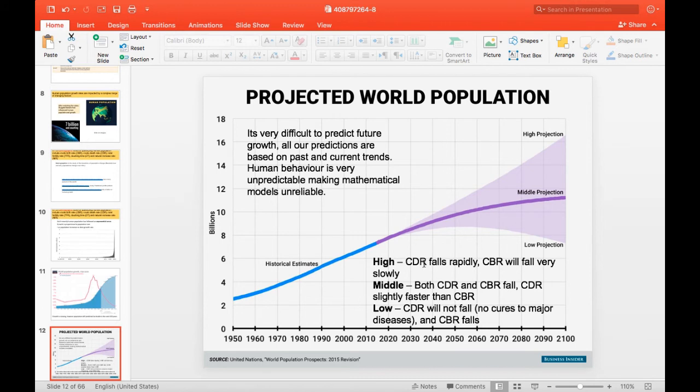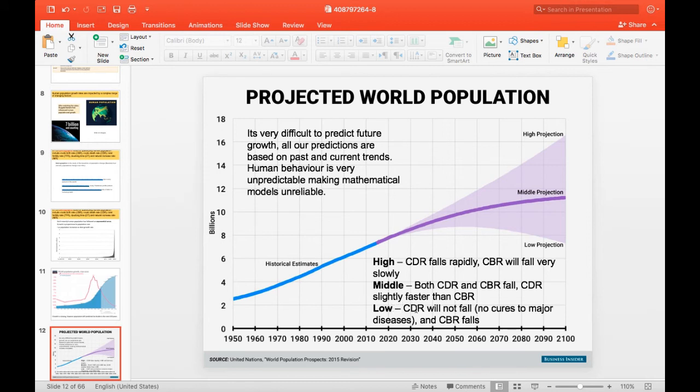So high: CDR falls rapidly. You're going to understand this later because CDR is the crude death rate, falls rapidly. So fewer people are dying. CBR will fall very slowly. So we have an equilibrium there, and that is the projection. Middle: both CDR and CBR fall. CDR is slightly faster than CBR. So remember, D is deaths and B is births.